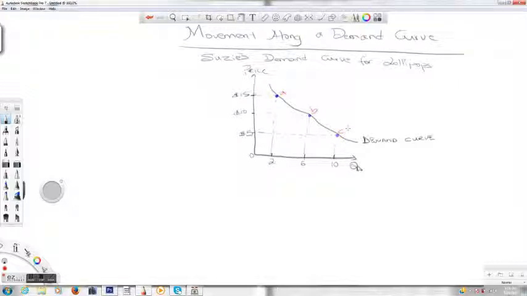Now we're going to talk about movements along a demand curve. What do we mean by that? What I mean is the movement, for example, from a point A to a point B, and the movement from a point A to a point C. What causes these movements to happen? Alright, so it's the price changes that cause the movement along the demand curve. So maybe I should write it as changes in price cause movements along the demand curve. So changes in price cause movements along a demand curve.